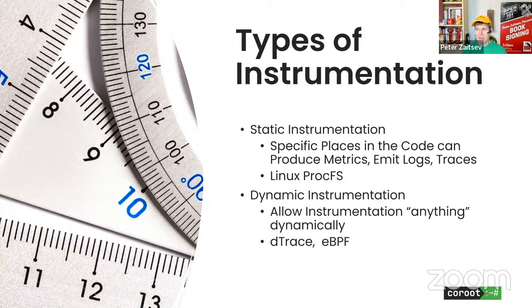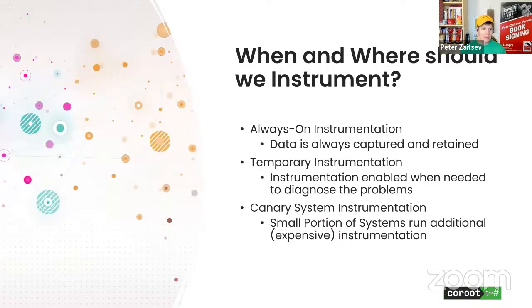Then there is also dynamic instrumentation. And dynamic instrumentation allows us to basically instrument anything dynamically. You want to know how often this specific function is called, right? With what parameters, right? You can do it when you need, without changing code. And that is where technologies such as DTrace and, more recently, eBPF have been important.